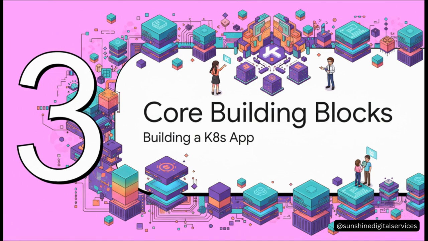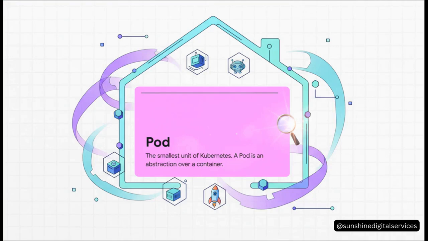To get it, we need to look at the core building blocks. We're going to build this up from the smallest piece. All right, it all begins with something called a pod. A pod is the smallest, most basic thing in the entire Kubernetes universe. The best way to think of it is like a little house or a wrapper that holds your actual application container. You don't talk to the container itself, you talk to the pod.